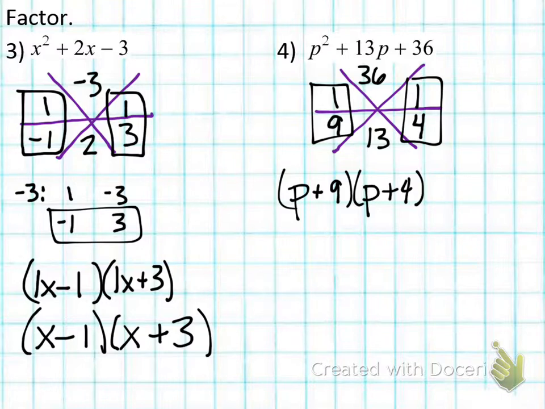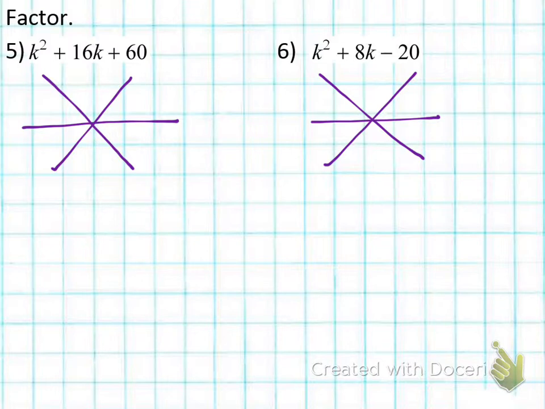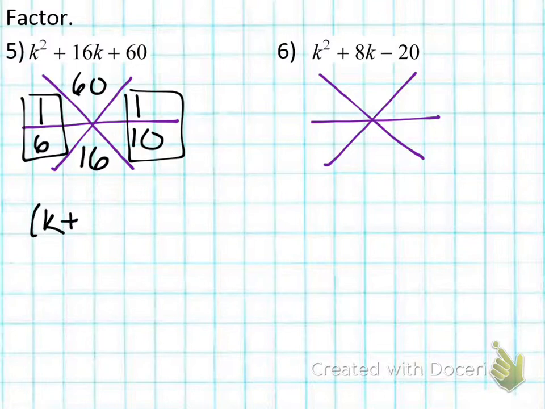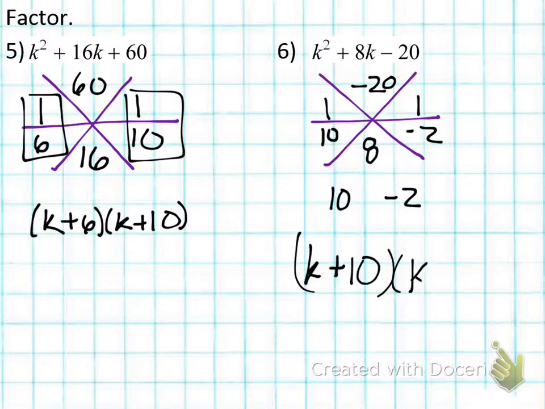Okay, moving on, here's 5 and 6. In class you guys did these on your own, and you got this as your x box for number 5, so that's k plus 6 times k plus 10. And you would have gotten this as the x box for number 6, so k plus 10 and k minus 2.